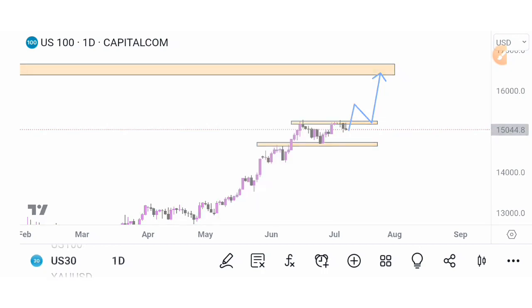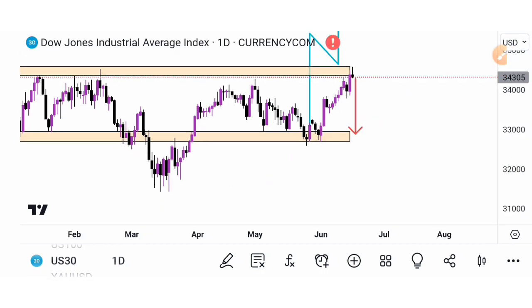Now to the last instrument of the day, US30. I'm sorry for the distraction. That's my son in the background.